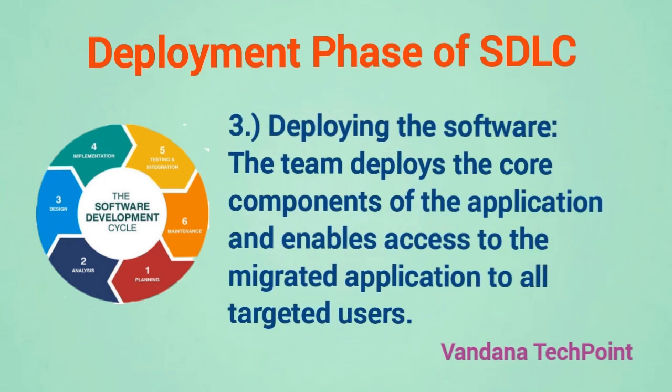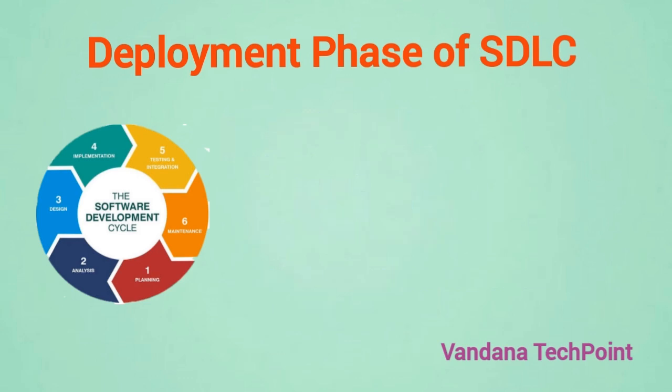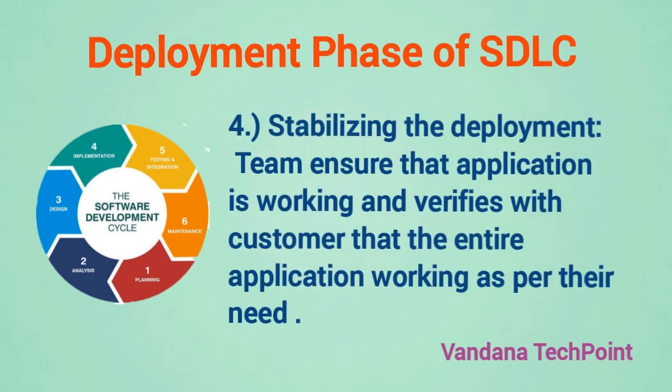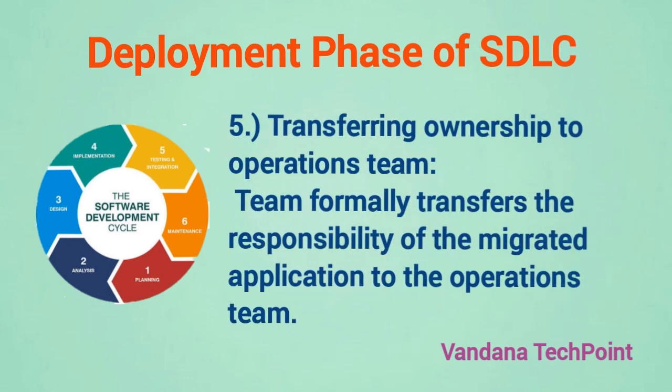Third activity is deploying the software. In this, the team deploys the core components of the application and enables access to the migrated application to all targeted users. Fourth activity is stabilizing the deployment. In this, team ensure that application is working and verifies with customer that the entire application working as per their need. Fifth activity is transferring ownership to operations team.